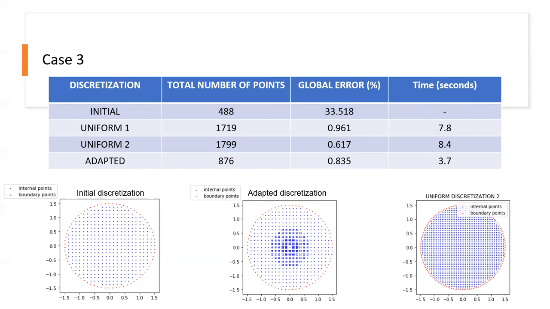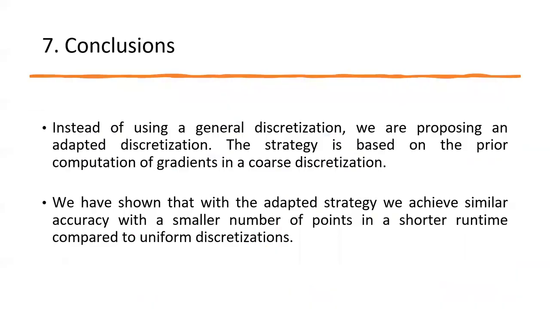In this case 3, we have a relatively higher number of points. We show here the advantage of the strategy in terms of computational cost. Comparing the adapted discretization with the uniform 2, we have a speed up of about 2.